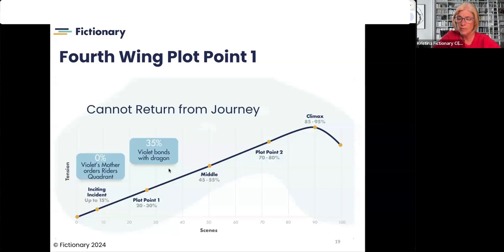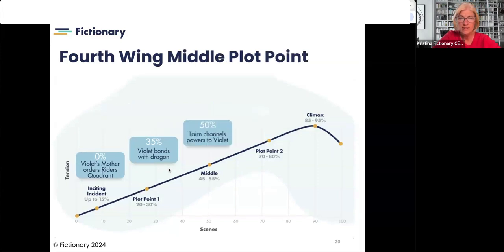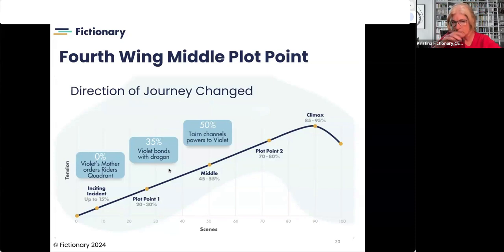Oh, look, I put in there, cannot return to the bonded to Tairn. Huh, there we go. I wrote stuff on here. Middle plot point: Tairn channels power to Violet. So here, her direction is now changed. Once she gets bonded, this is the next challenge. If she can't get his power, she can't succeed. So what this has done is it's made her magic stronger.